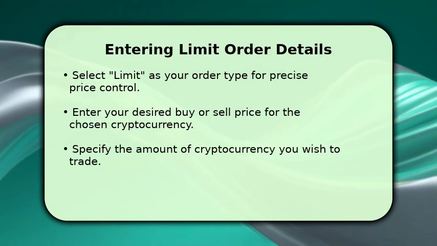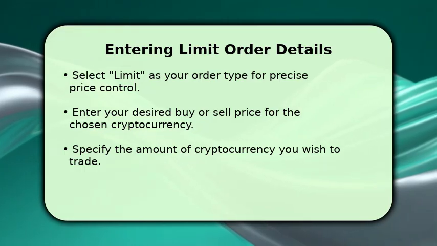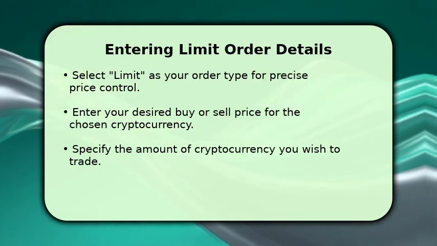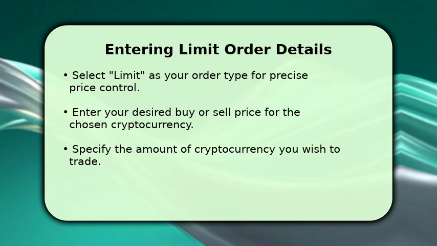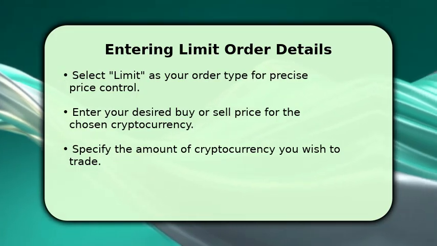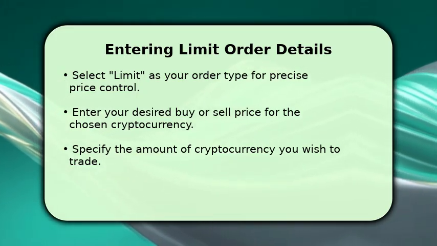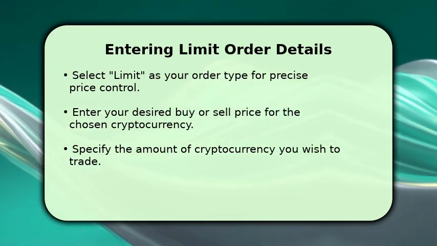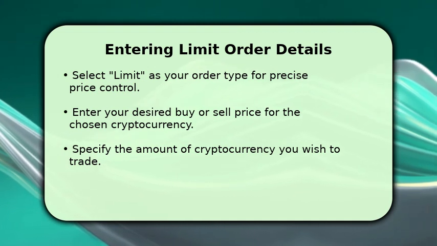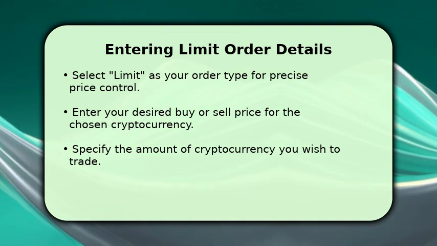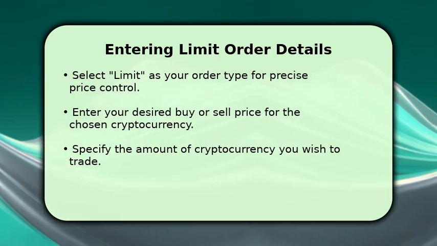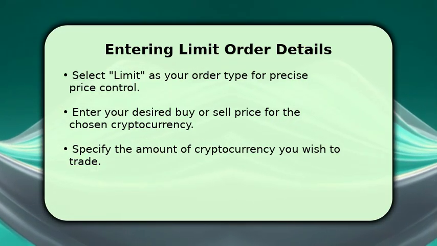Now, input your desired price into the price field. This is the maximum price you are willing to pay for a buy order, or the minimum price you are willing to accept for a sell order. Next, enter the amount of cryptocurrency you wish to trade. You can also use the percentage buttons, like 25% or 50%, to quickly allocate your available funds.